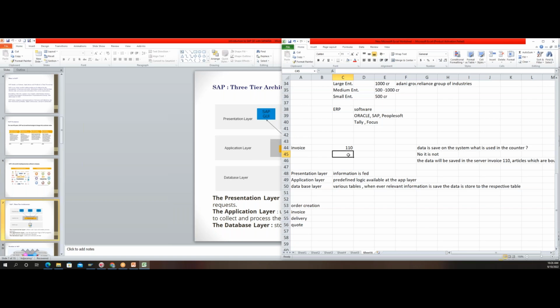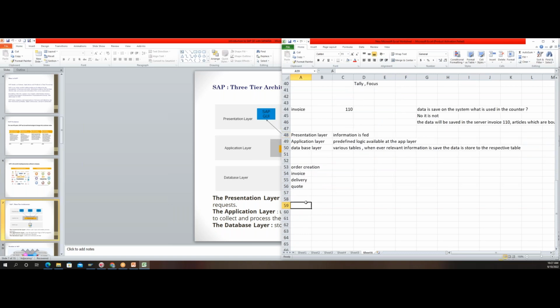Okay, so how will system understand? From the database layer, again, with this application layer logic, it will retrieve the information on a presentation layer, and it will show you the details of that particular invoice. So this is how your three-tier architecture works. Whatever is inputted in the presentation layer, based on the logic, it saves in the database. And if you want to retrieve the information from the database through the application layer, it goes back to the presentation layer. Okay.